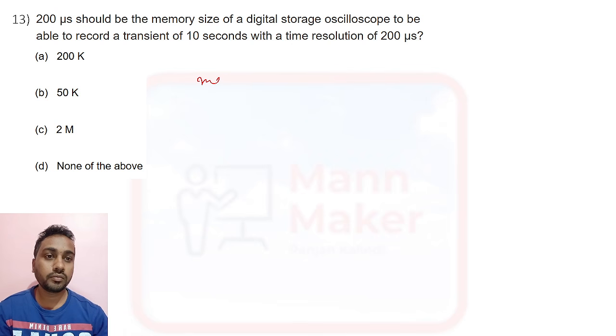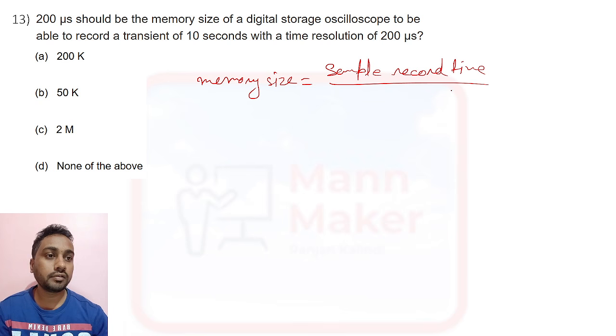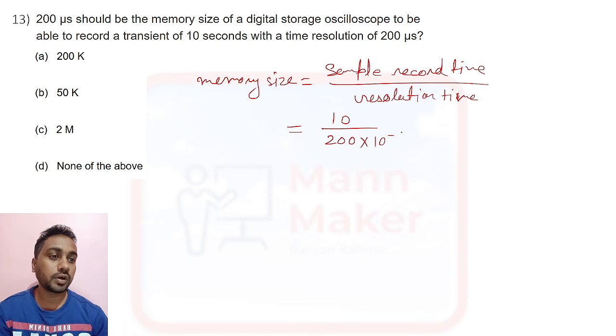So for memory size, we need to calculate what? Memory size is equal to sample recorded time divided by resolution time. Okay, resolution time. So we have everything, we just need to calculate. Sample recorded time is how much? 10 second, and the resolution is 200 microsecond, that is 10 to the power minus 6.